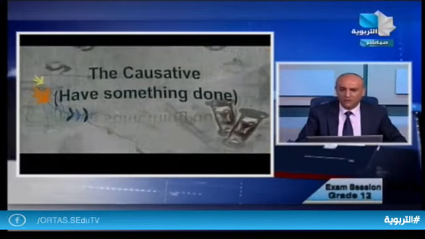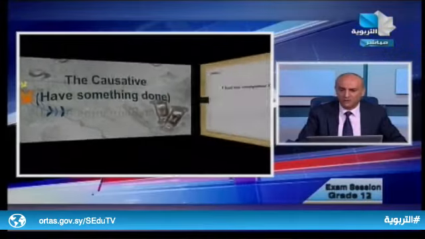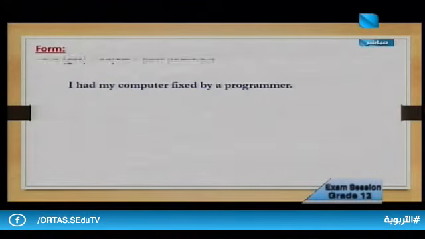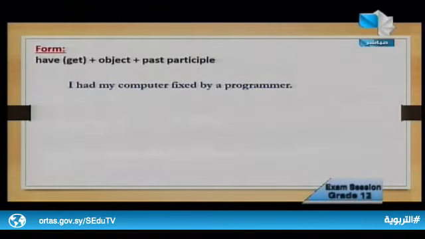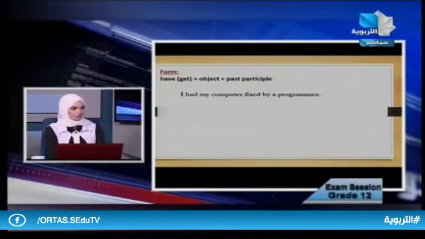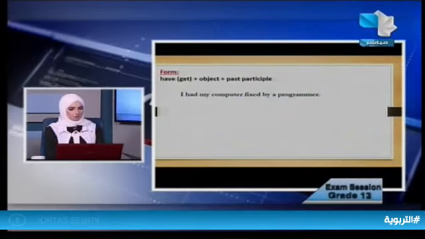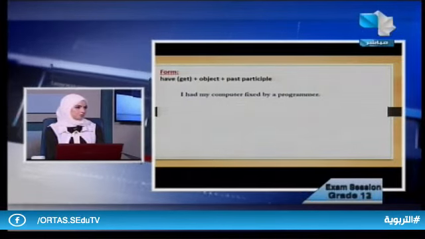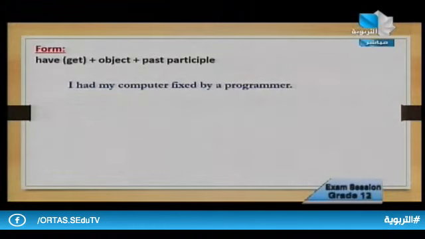It's okay. The causative, have something done. In the form of causative, we have to use have or get, the object, and past participle. For example, I had my computer fixed by a programmer. Here, I caused the action to happen. We have had, it's the causative verb, fixed is the action, and a programmer is the agent that performed the action. Here it means that the subject is not the doer of the action. Someone else did the action, not the speaker.